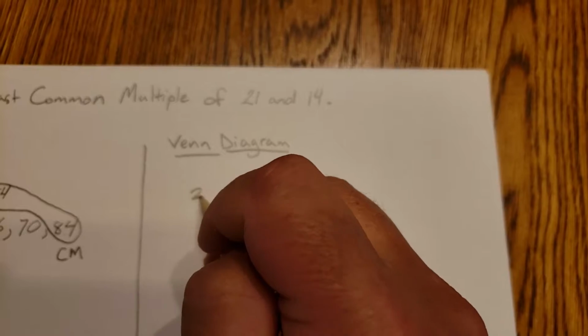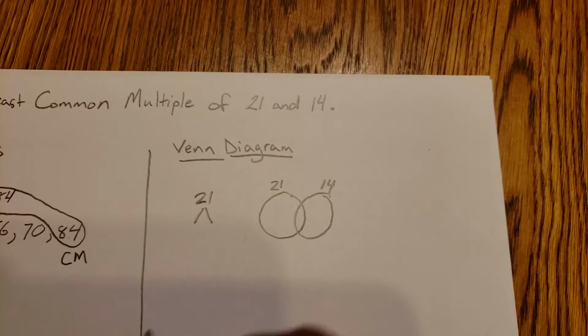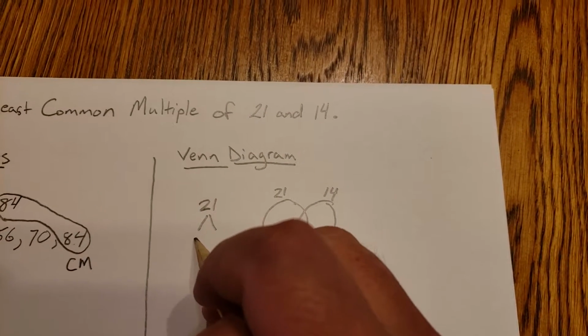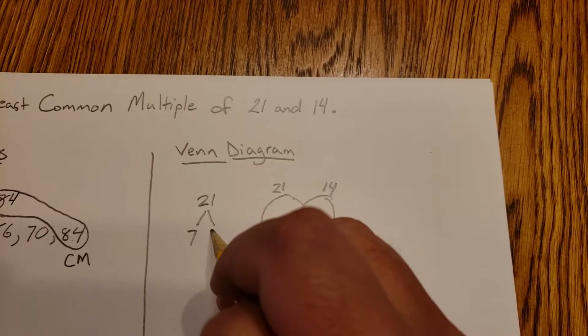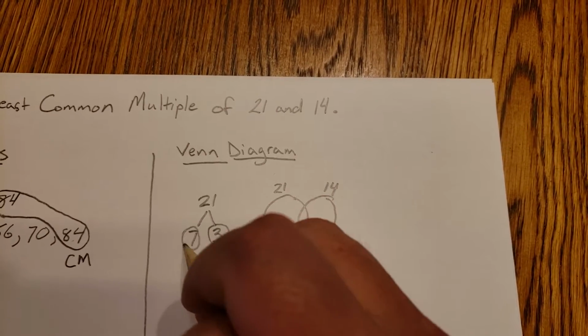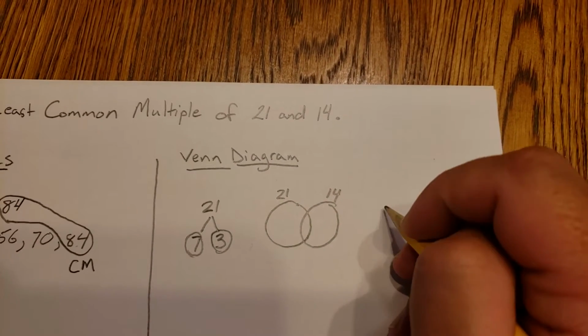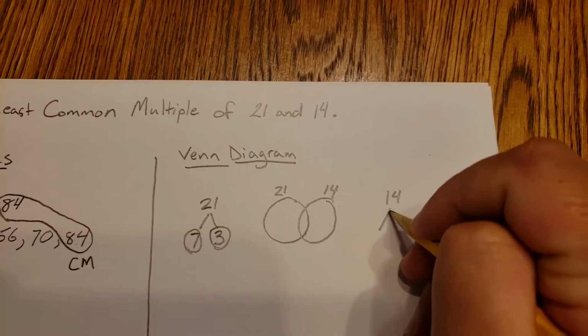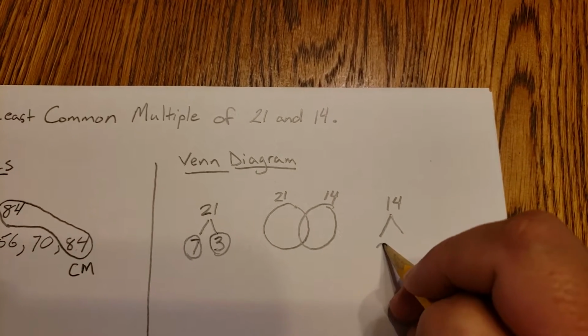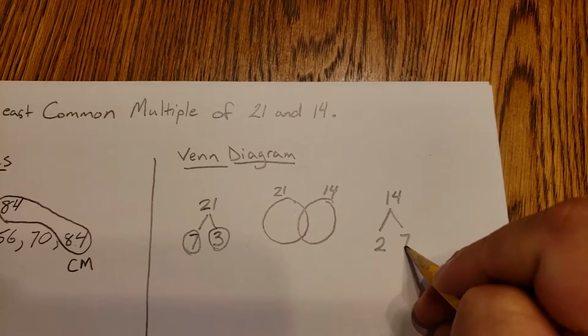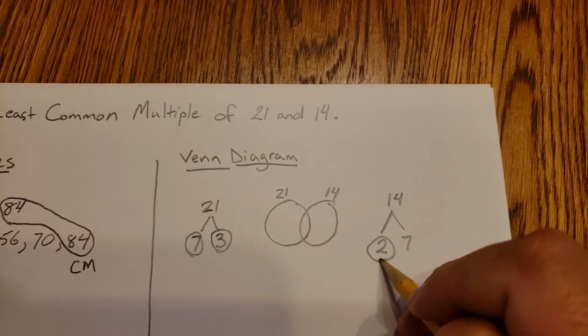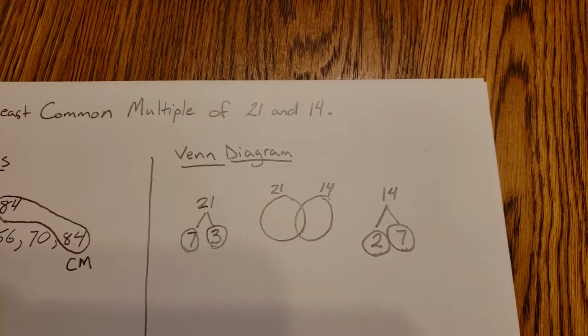So we're going to do a factor tree to find out what makes 21 using prime factors. So that's 7 times 3, and those are both prime, so we can put the circles around them to let us know that those are dead ends where the prime numbers are. And 14 is 2 and 7. So I have prime factors right there.